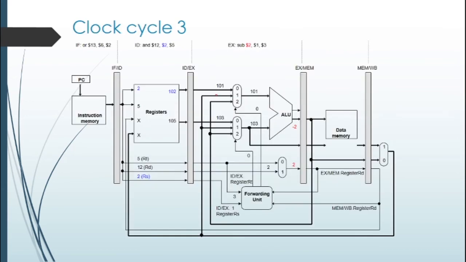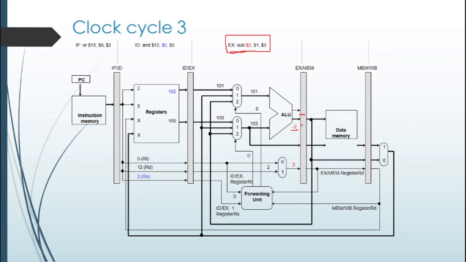Now come to the third clock cycle. What's happening in the third clock cycle? This EX stage is basically where the result of the sub instruction is computed. The sub instruction result is -2, because 101 minus 103 is -2. This is now stored in this register.